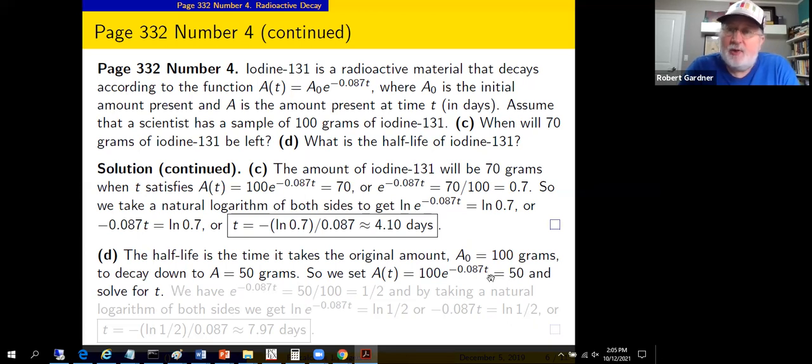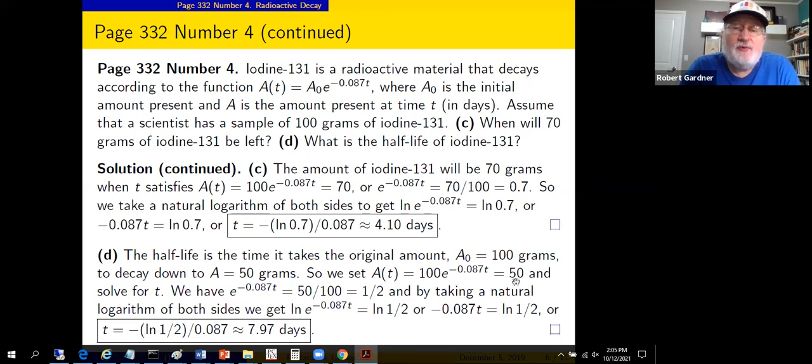Same thing we just did, only the numbers are different. The number on the right is now 50 instead of 70. We'll go through the same computations, divide by 100, take a natural log. That produces t equals negative natural log of a half divided by that coefficient. It's no coincidence that we're computing half-life and we get a natural log of a half in this. When we were computing doubling time in the bacteria model, there was a natural log of 2 in there, and that's not a coincidence either. I asked the calculator and it tells me that's 7.97 days.